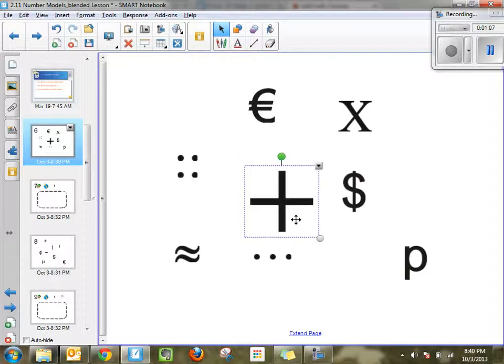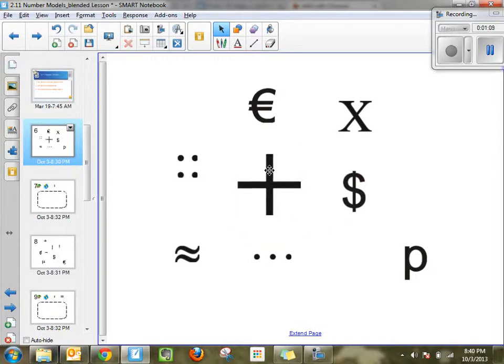This is what we would call a plus sign, this little symbol right here that's got a line that goes up and down and a line that crosses it going sideways. That's what we call a plus sign. So this symbol right here in the middle is a plus sign, and we're going to explore a little bit about the plus sign and what it means.